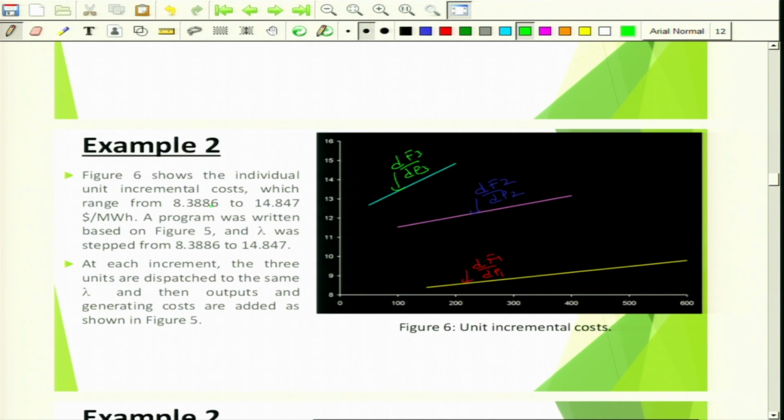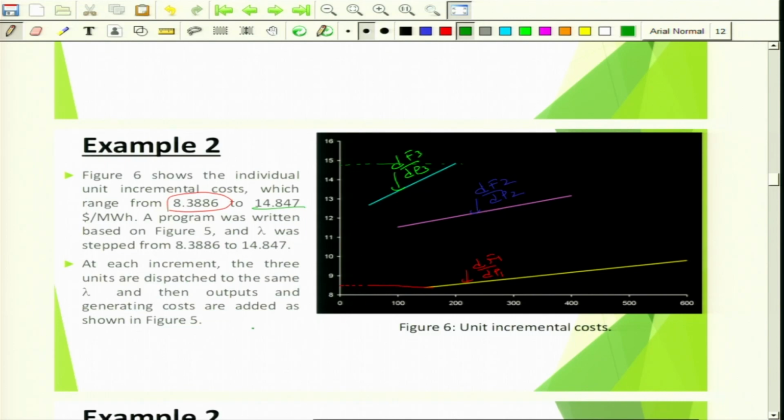Now which is the most minimal lambda? The most minimal lambda you obtain for the first generator, that is this value, which comes out to be exactly 8.3886. The most maximal lambda you obtain for the third generator, which comes out to be 14.847. Now a program was written such that lambda varies from 8.3886 to 14.847. At each increment the 3 units are dispatched to the same lambda, and then outputs and generating costs are added.